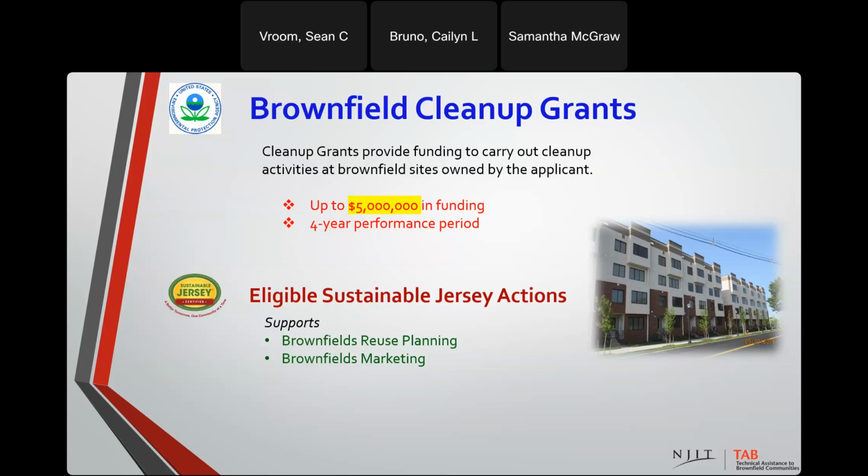most of what you do for the Sustainable Jersey actions is prior to this remediation. So none of the actions really can be done under this grant because this is focused primarily on remediation, but it does support your brownfields reuse planning, and it does support your brownfields marketing, again, for all the reasons I stated earlier. It provides you a lot of data and information that you can use to develop your reuse plan. Hopefully that's been done prior to you coming in for a cleanup grant, and then it supports your marketing efforts and your marketing plan.